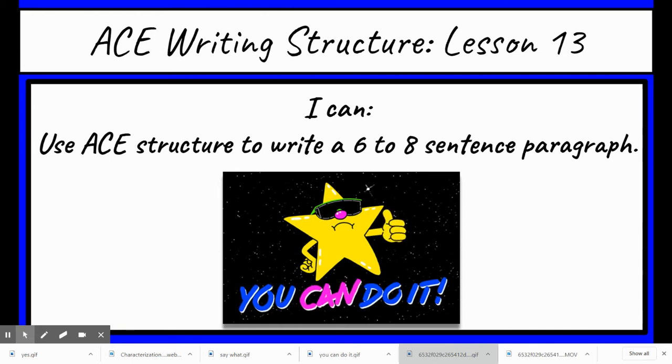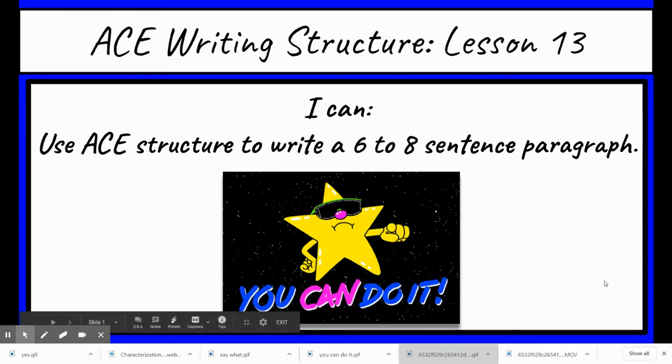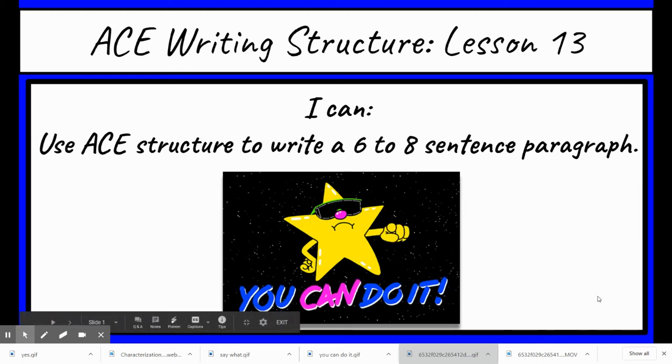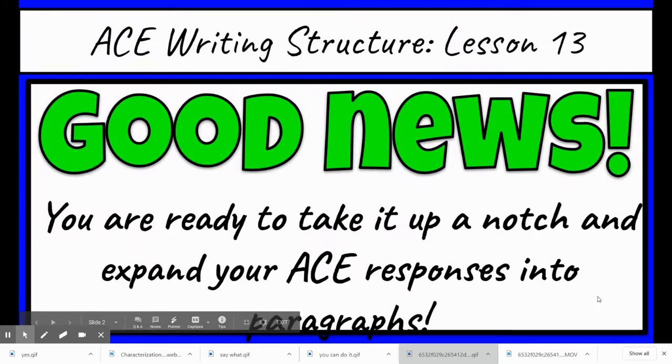So by the end of this lesson, you should be able to use ACE structure to write a 6 to 8 sentence paragraph. If you're younger in grades like 4 through 6, I would say to focus on 6 sentences. If you're in grades 7 and up, I would say to start focusing and pushing your thinking to an 8 sentence paragraph. You guys are more than ready. So don't let this freak you out at all. In fact, having this structure should make you a little bit more confident in going into writing ACE paragraphs.